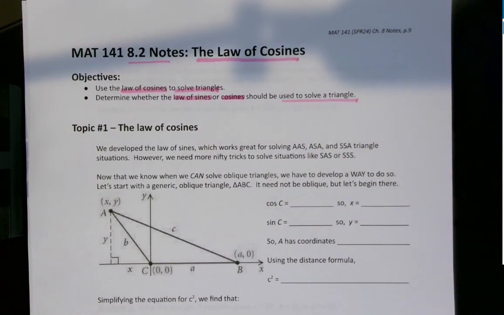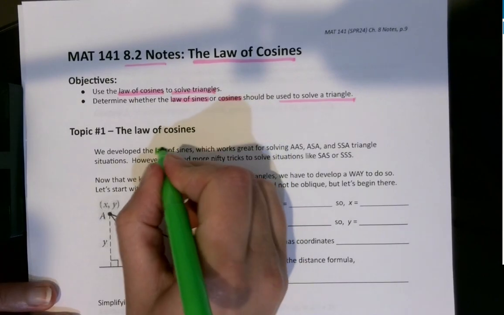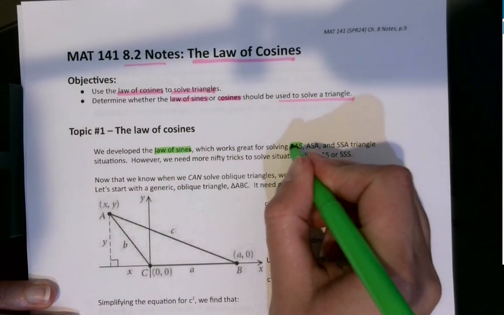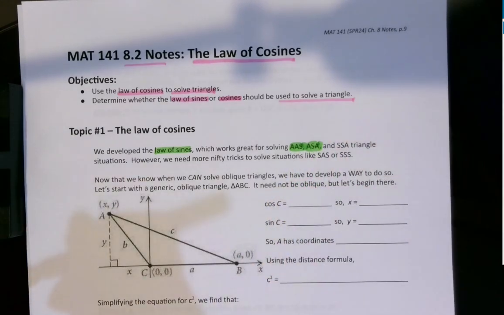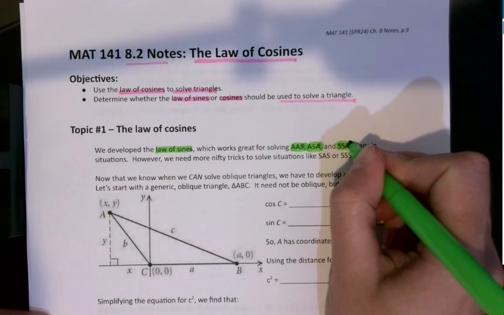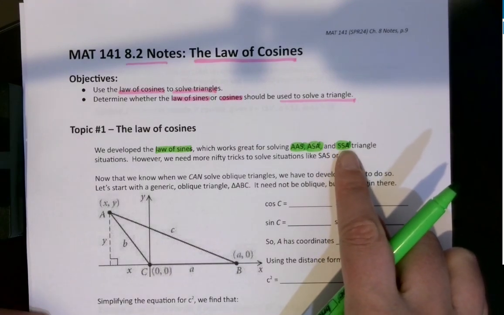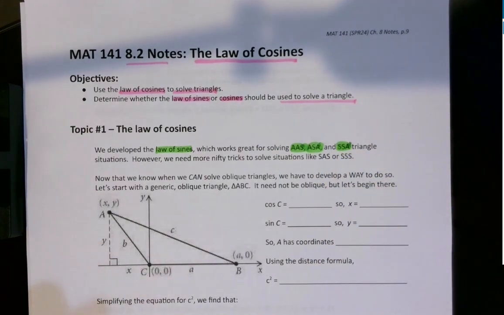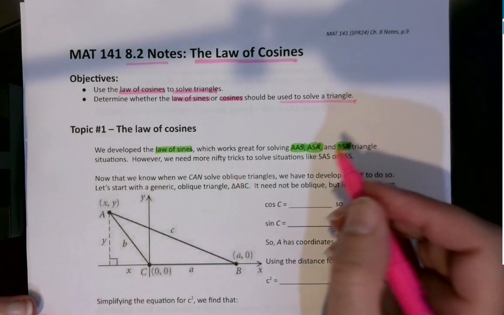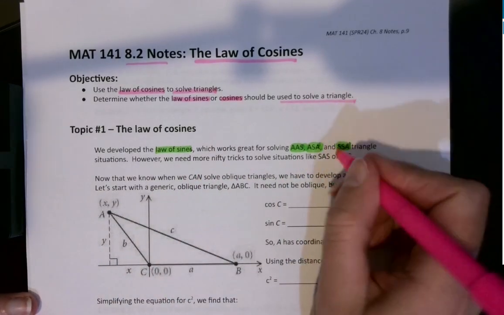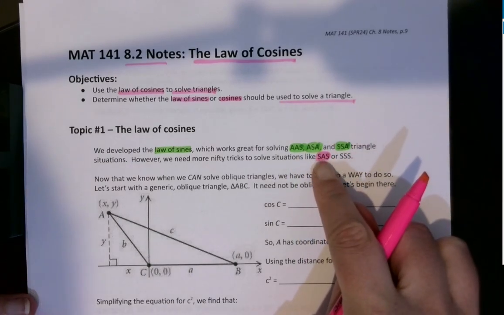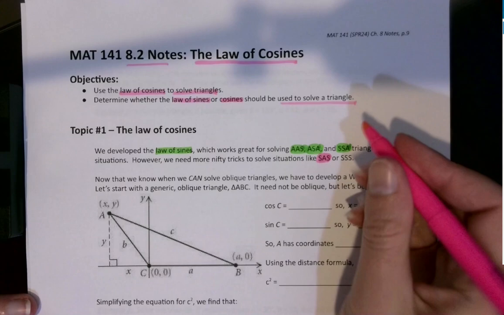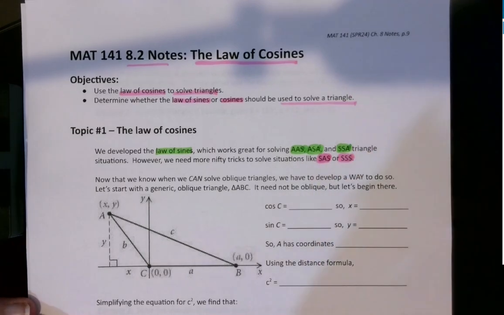In the last section, when we developed the law of sines, we used it to solve triangles that had two angles and one side. And we also used it to solve a triangle where you had two sides and an angle that was across from one of those sides. However, we're going to need more nifty tricks, like the law of cosines, to solve triangles where you have two sides but the angle is between, not across from one of the sides, or where you just have all three sides and don't know any of the angles.